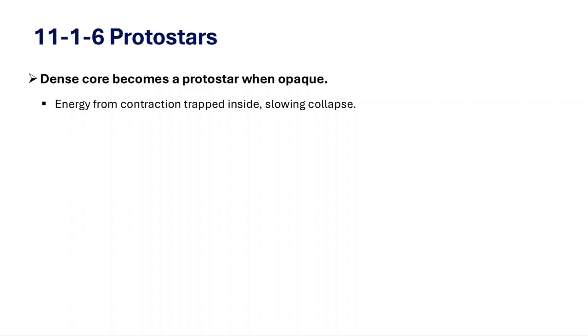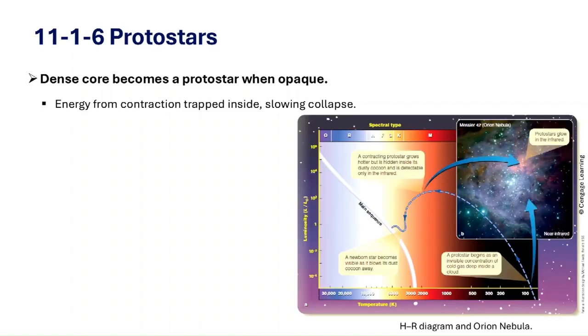So at this point, the protostar is forming deep inside its cocoon of gas and dust, invisible in normal light but bright in the infrared. Now on the right side of this figure, we can actually see this happening in the Orion Nebula. Those faint glows in infrared are hidden protostars warming up inside dusty clouds.